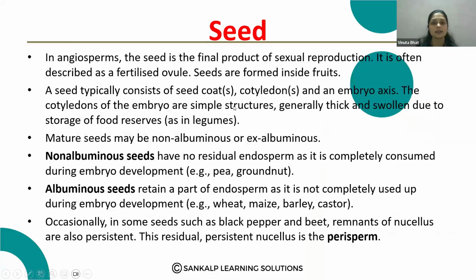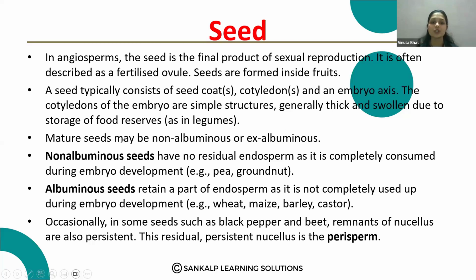And the ovule develops into a seed, right? In angiosperms, the seed is the final product of sexual reproduction. So the ovule develops into a seed, and seeds are formed inside the fruits. A seed typically consists of a seed coat, cotyledons and the embryonal axis. The cotyledons of the embryo are simple structures, generally thick and swollen due to the storage of food reserve.